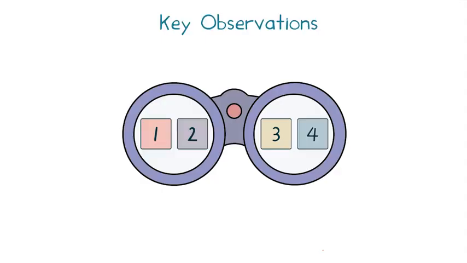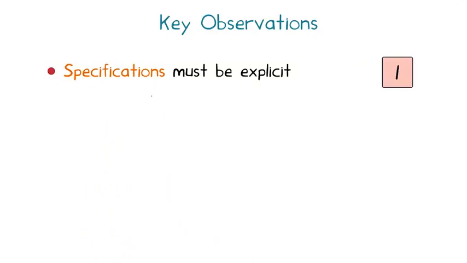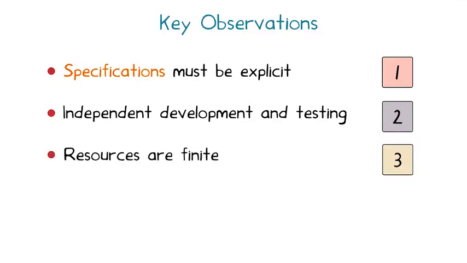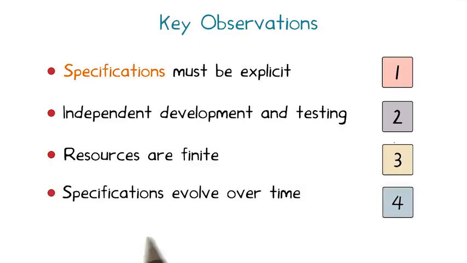We can make several key observations from this typical development scenario. First, program specifications have to be made explicit, or else there cannot be effective communication between those implementing code and those testing it. Second, development and testing of a program are often done independently. This helps to ensure that errors in the code are caught. Third, there are only finitely many resources available to development teams. Not every bug can be found and caught. Fourth, program specifications are not static. They evolve over time, and programming teams need to be able to adapt to these changes. Let's delve deeper into each of these observations.